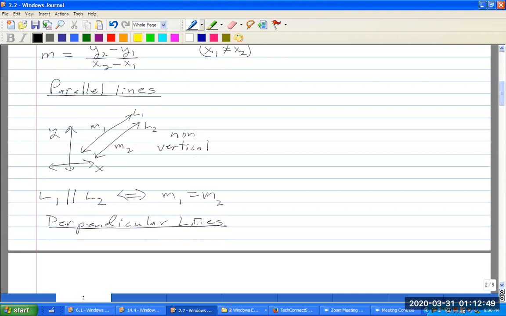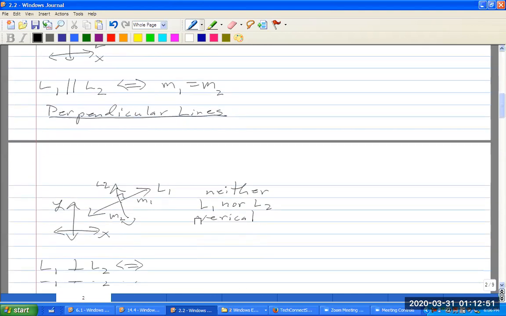Perpendicular lines. So suppose I have two lines in the plane. Two lines in the plane will be considered to be perpendicular if they intersect at one point, and at this point of intersection, they intersect at a right angle.